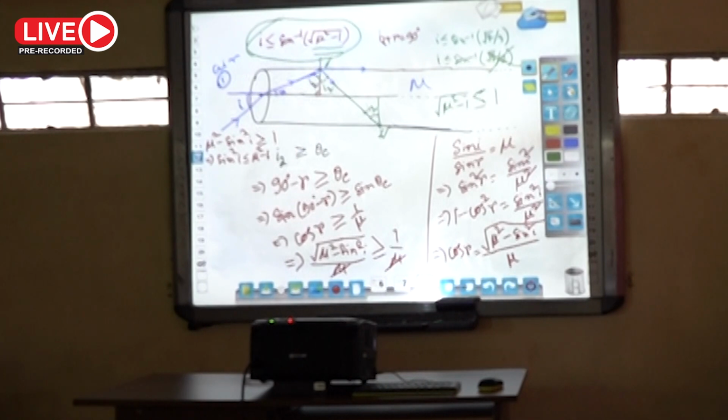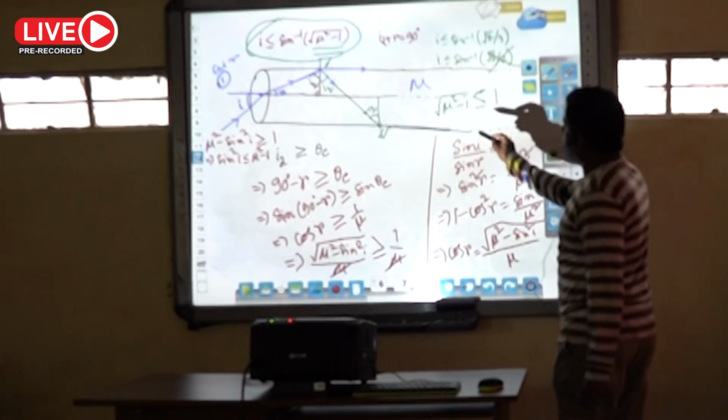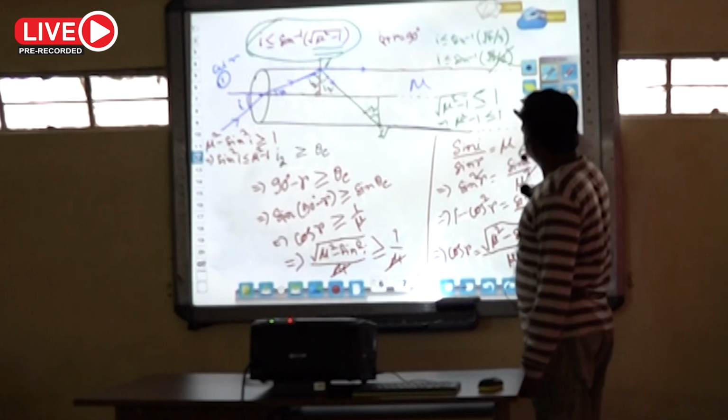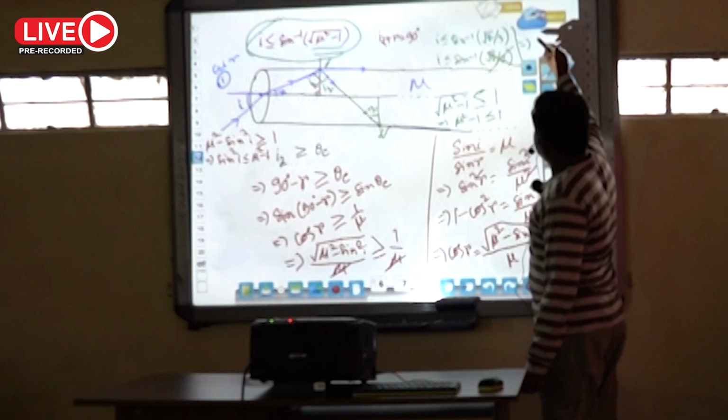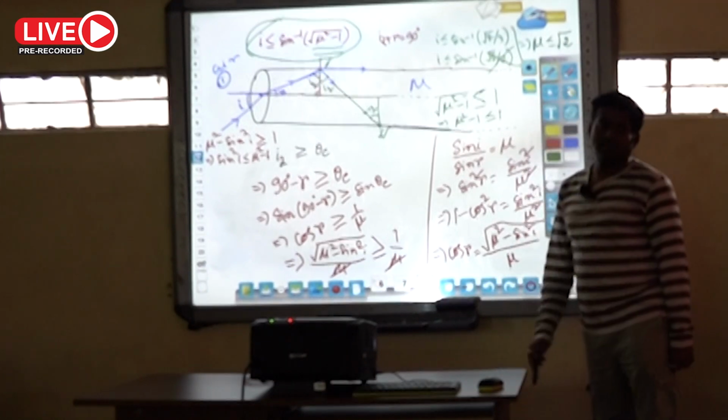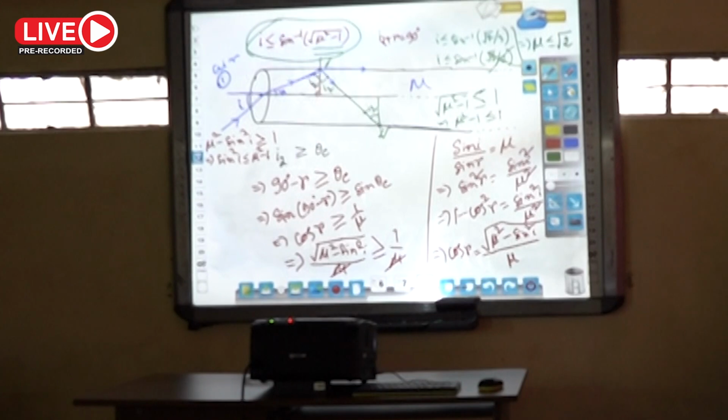Okay. So the necessary condition for trapping the light ray would be root over mu square minus 1 less than or equal to 1, which shows that sin I is less than or equal to 1. Taking a square on both sides, mu square minus 1 is less than or equal to 1. So mu is less than or equal to root 2. In that case, you can only trap when the light ray is traveling from air to another medium. Mu should be less than or equal to root 2.